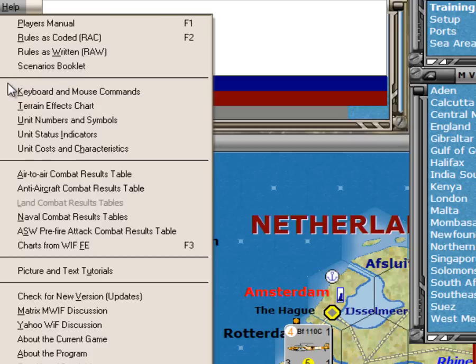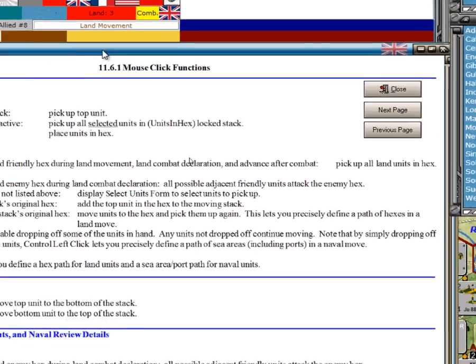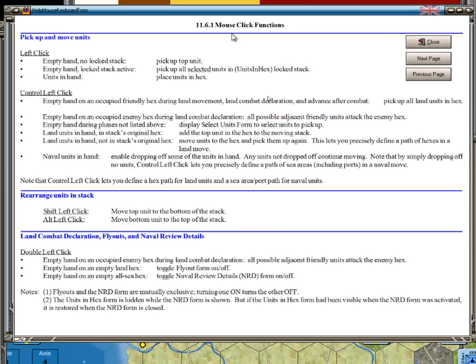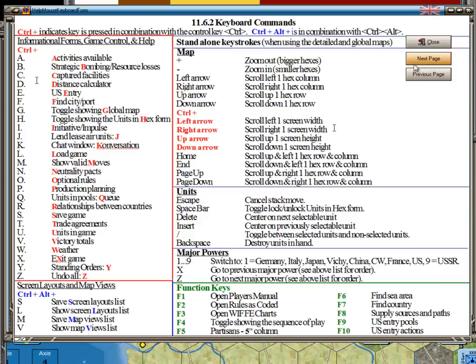The others on this list are game-specific forms, such as the keyboard and mouse form. This shows you 3 pages. The first 2 pages are on the different things that you can do for picking up and moving units, other mouse clicks for accessing the units menu, and the last page is all the keyboard commands, all the shortcuts that you can take in order to have various forms come up.